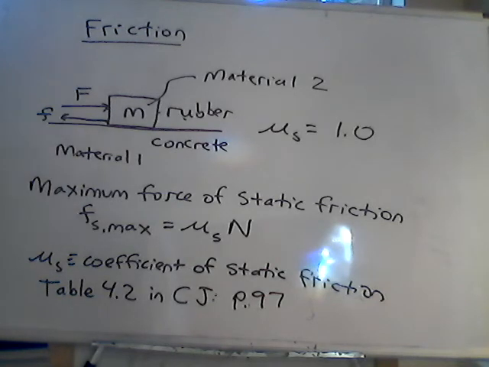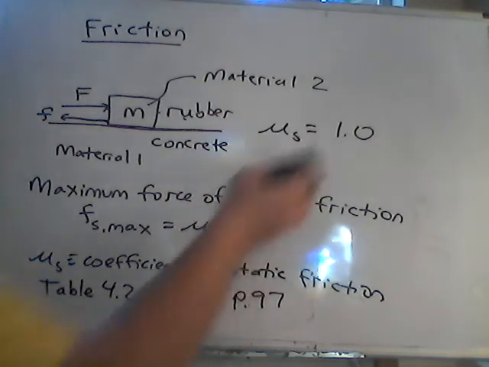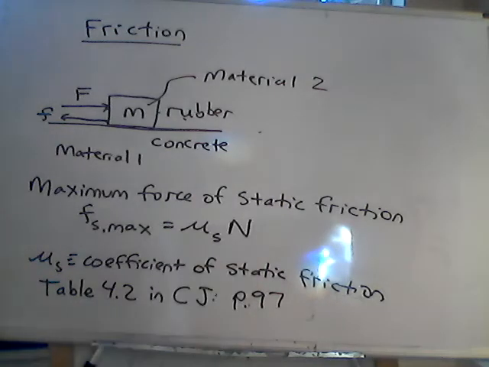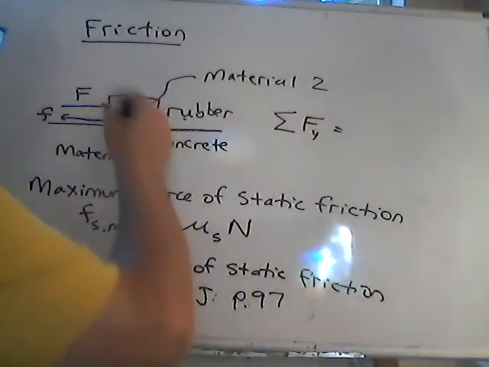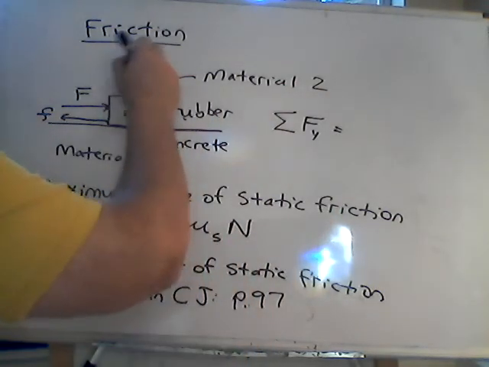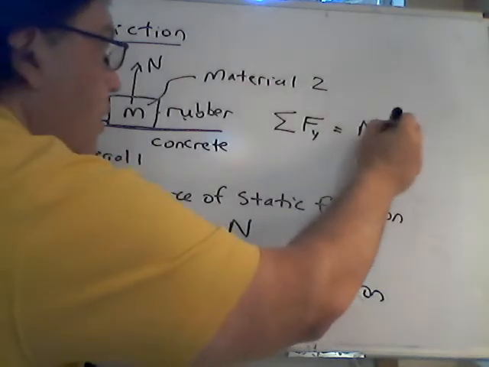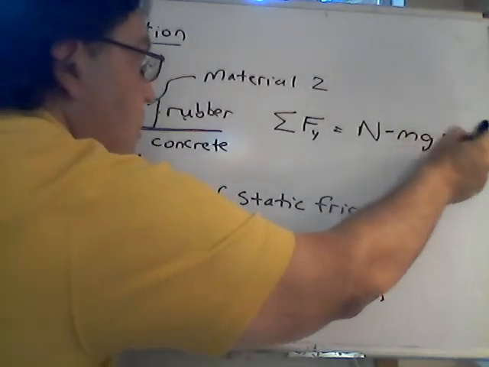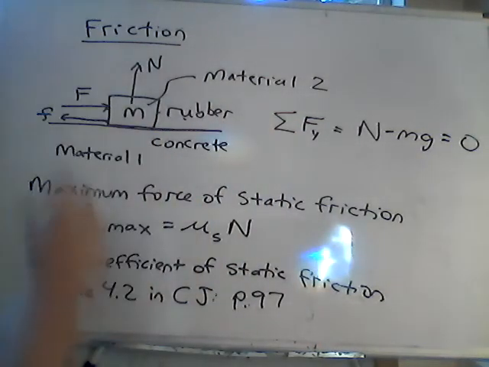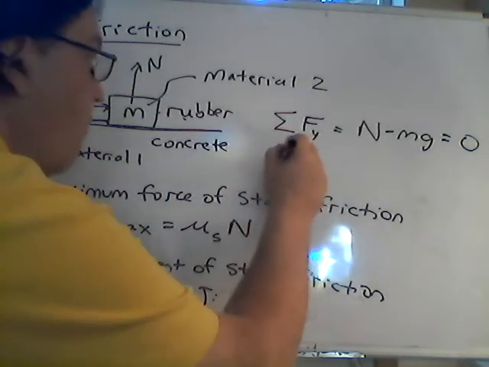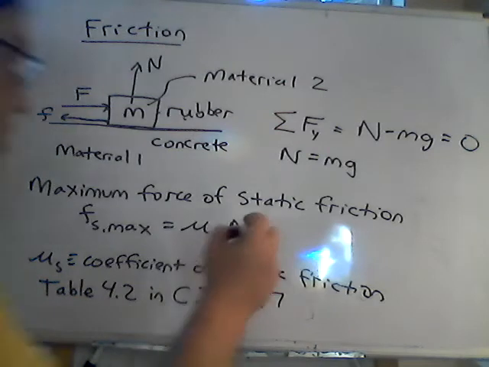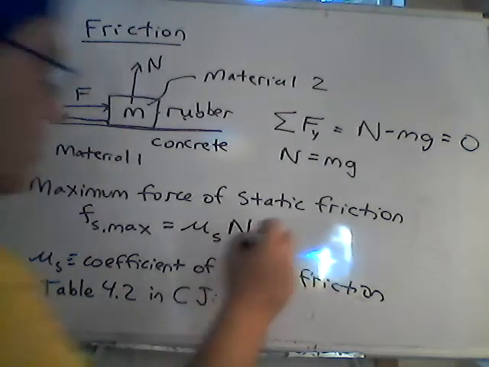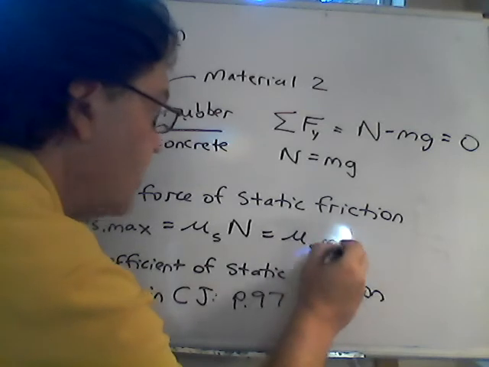So in this case, given that I know that the normal force is the sum of all forces in the y direction. In this case, it's going to be what? Normal force will be up, and mg is down, and I don't see an acceleration. There will be no acceleration in the y direction. So the normal force in this case is just mg. And so in this particular case, my maximum force of static friction will be mu sub s times mg.